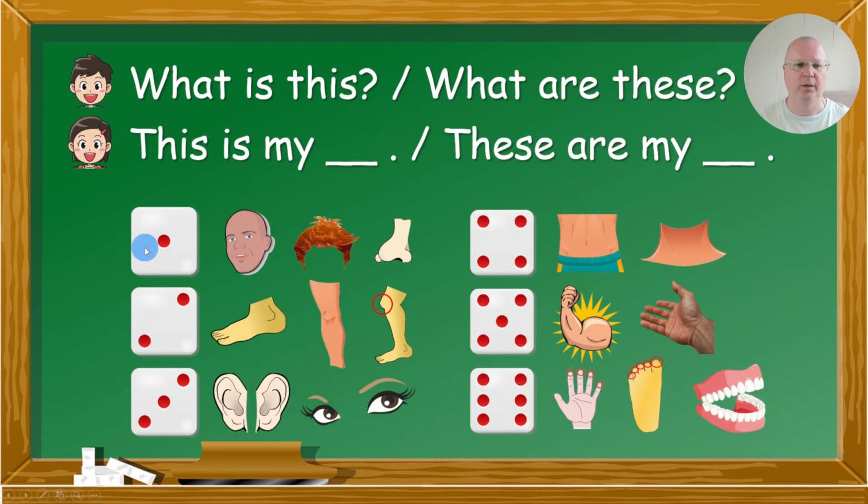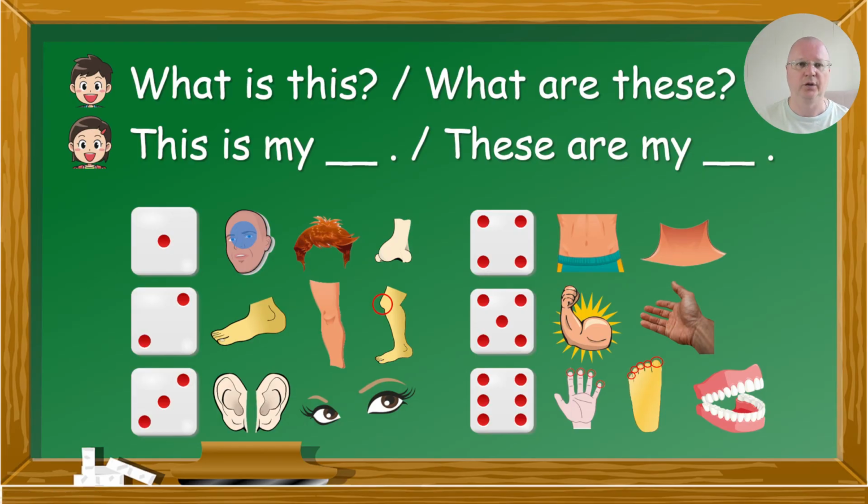There are two ways you can play this game. You can invite two students from each team. Then they roll the die. And depending on what they get, they say the sentence. So let's say if they get one, they say, what is this? One student says, what is this? And the other one picks a body part and answers, this is my head, for example.